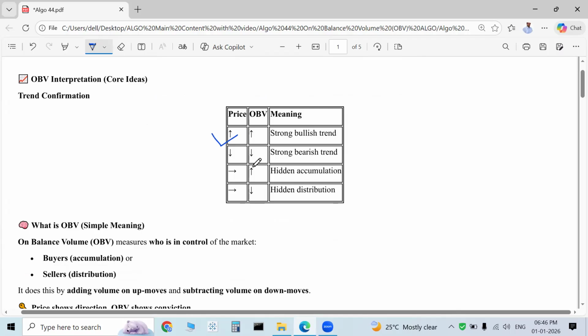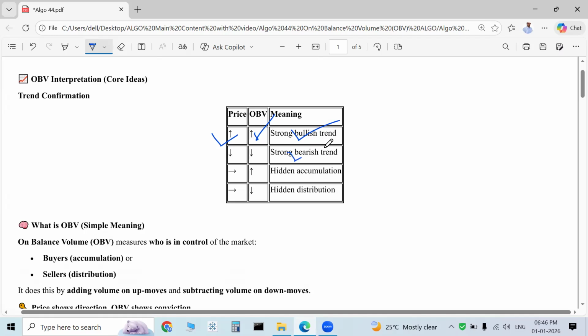So the first part is, the logic is very simple. If the price increases, OBV also increases, there's a strong bullish trend going on. That means the market is going to go up. If the price is falling and the OBV is also falling, a strong bearish trend is going to happen.